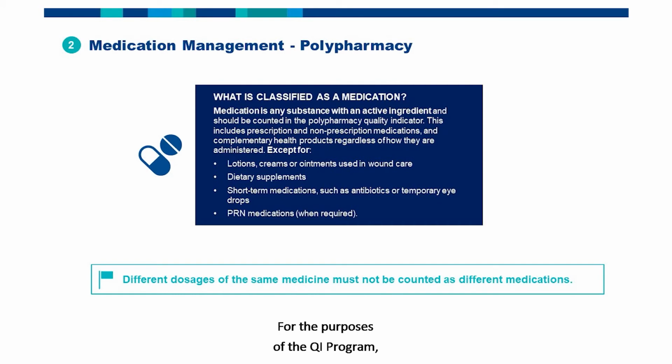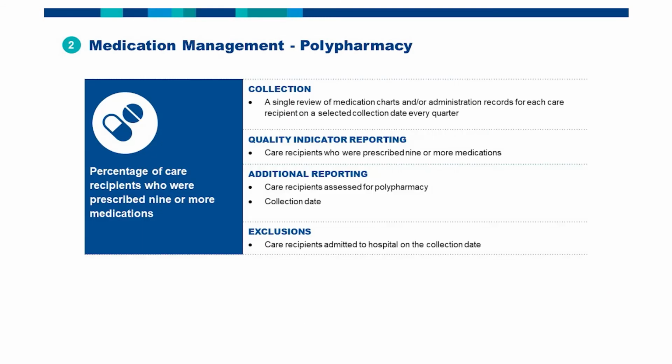For the purposes of the QI program, it includes prescription and non-prescription medicines, including complementary healthcare products, irrespective of the administrative route. From 1 July, providers will report the percentage of care recipients who are prescribed 9 or more medications. Data collection for medication management polypharmacy will involve a single review of medication charts and/or administration records for each care recipient on a selected collection date every quarter.